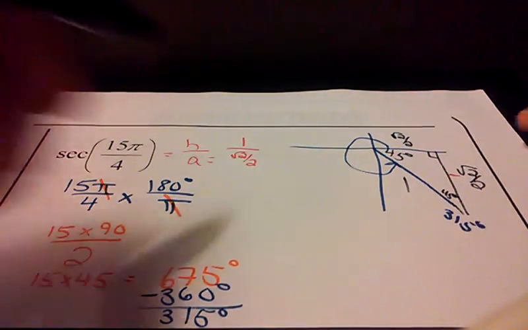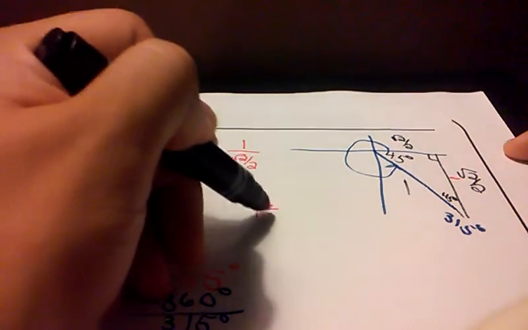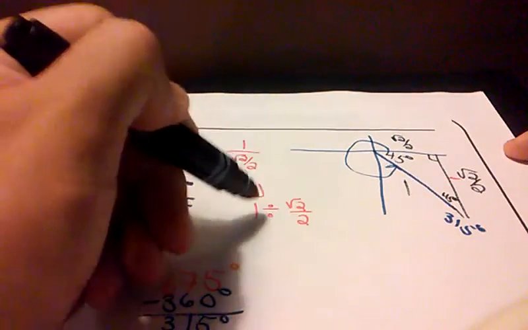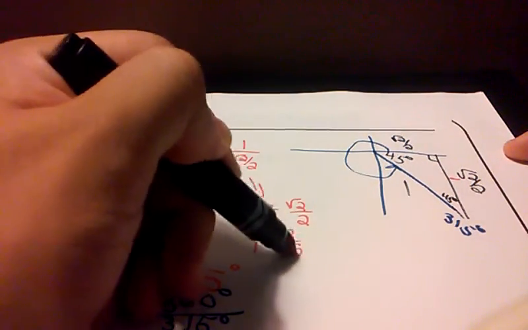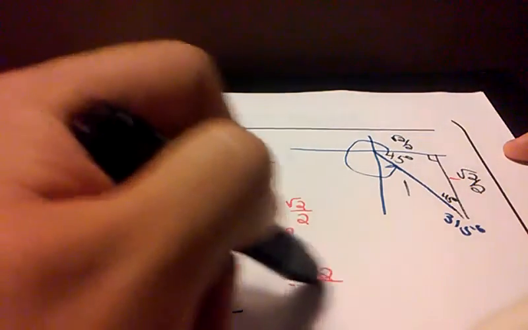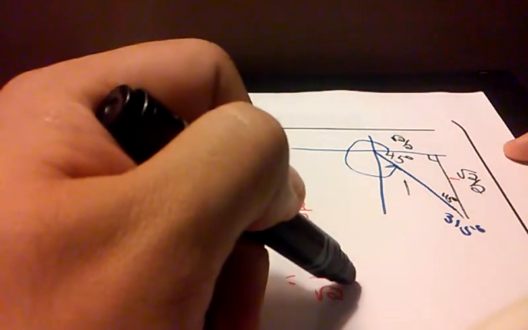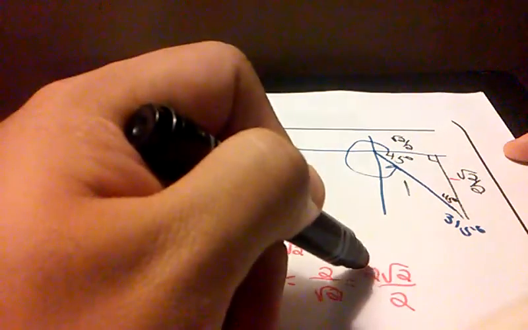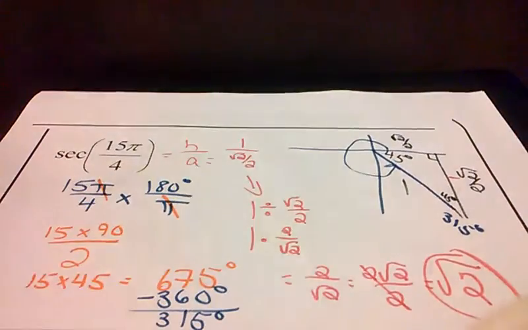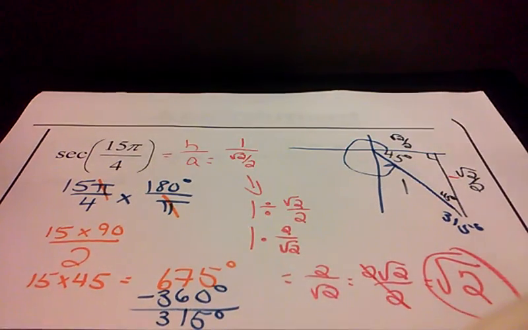I'm just going to clean this up a little bit. I'm going to have 1 divided by the square root of 2 over 2. I'm going to stay, change, flip. So that's going to be 2 over root 2. I'm going to simplify this, and that'll give me 2 root 2 over 2. And the 2's will cancel out, so that'll just leave me the square root of 2 as my final answer.